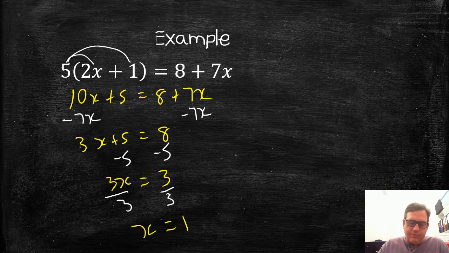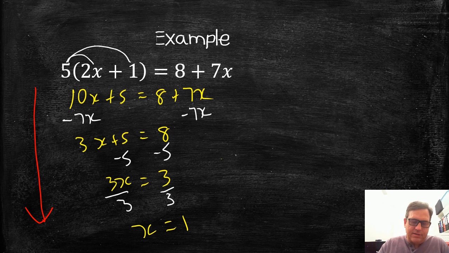Again, notice how I'm doing my work. I'm going down the page, not across. One step at a time. Get rid of or move one thing at a time. I move it, I write down what I have. I move the next thing, I write down. Do not combine steps.